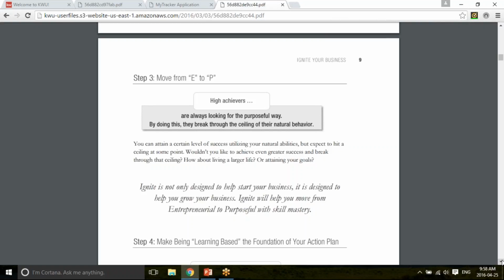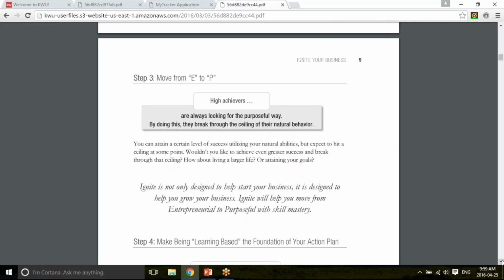Okay, so the idea being, it's said very well here: Ignite is not only designed to help you start your business, it's designed to help you grow your business. It will help you move from entrepreneurial to purposeful with skill mastery. Once you have mastered the skill, then you have the ability to become more creative. But sometimes we get caught at the beginning in inventing the wheel and putting our own stamp on things, et cetera, et cetera. Is that a fair comment to people?